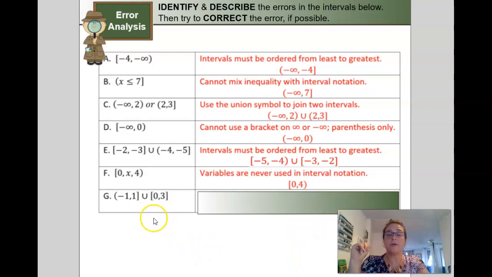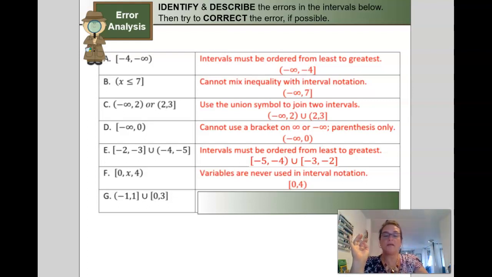And then the last one, G, we've got another union of two intervals. This interval is -1 to 1. The second interval is 0 to 3. And at first glance, this doesn't seem like there's anything wrong with it because we are going from least to greatest, except here in the middle, right? We notice that the 0 is smaller than 1. So the outer bounds are okay, but there's something a little weird about the inner bounds.